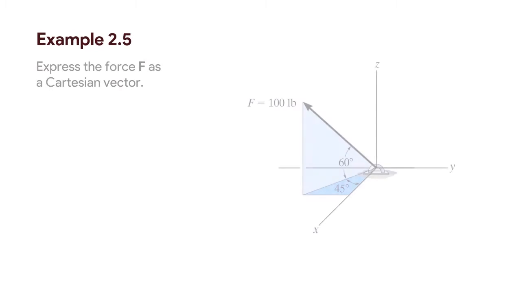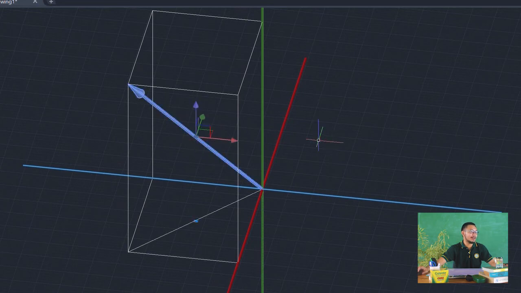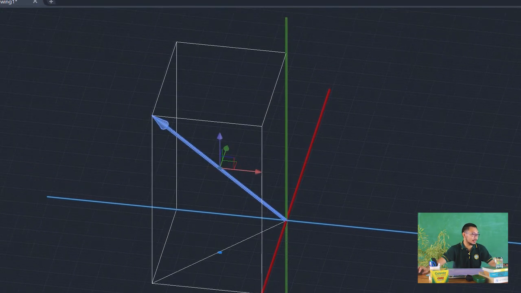Now, let's have an example. So, we have this force vector that is oriented in 3D. And we have to express our force F into its Cartesian vector, or in other words, fxi plus fyj plus fzk. So, how can we solve this problem? We will put it in AutoCAD because you might get confused looking at it. So, this is your 100 pounds of force that is oriented in this octant.